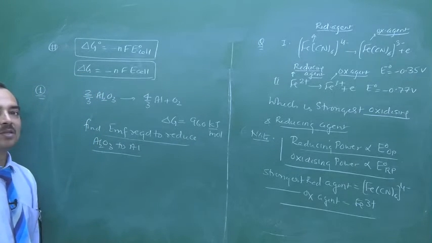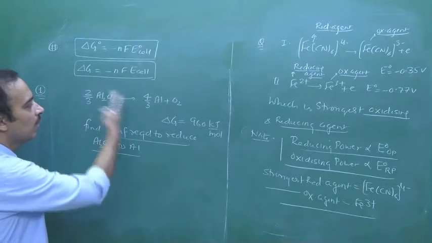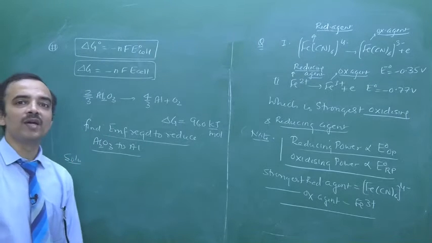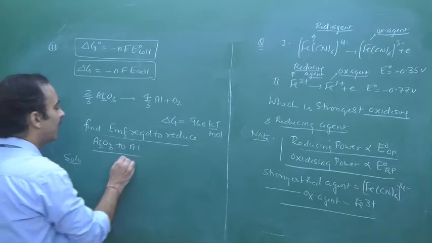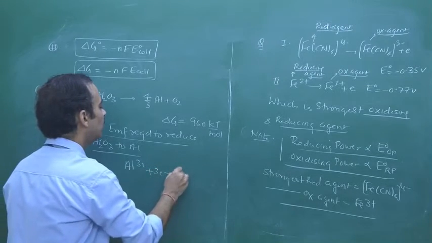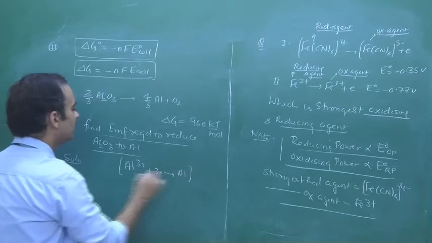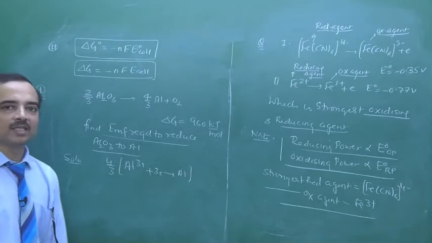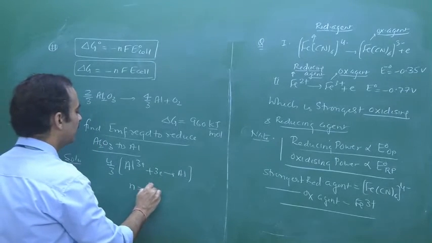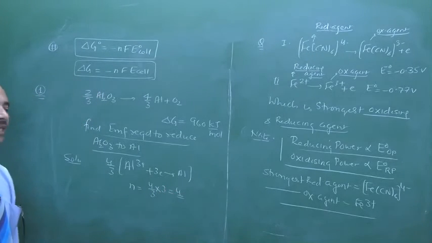How can you find out? Beta, you just have to use this formula. Now, how can we find out n here? Beta, here we have Al3+, and this is converting to Al. Is it clear? Now, how much Al do we have here? It is 4 by 3. Is it clear? Now, what is the moles of electrons exchanged? 4 by 3 into 3, it is 4. This is the moles of electrons exchanged.